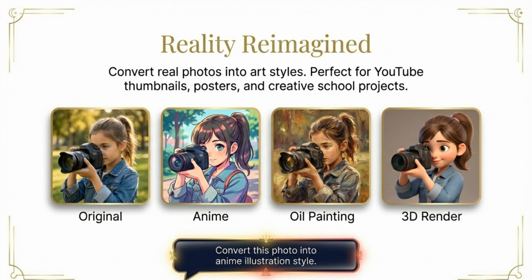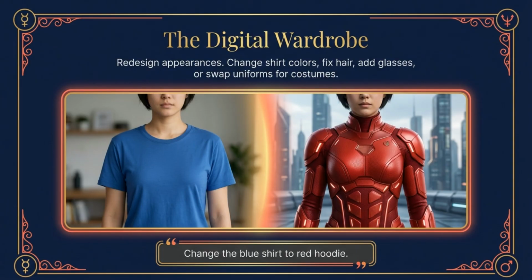Reality Reimagined means you can convert real photos into different art styles. This is perfect for creative school projects, posters, or YouTube thumbnails, allowing you to instantly generate anime, oil painting, or 3D renders. The digital wardrobe lets you redesign appearances, change shirt colors, fix hair, add glasses, or swap uniforms for costumes, instantly generating the desired look on your subject.